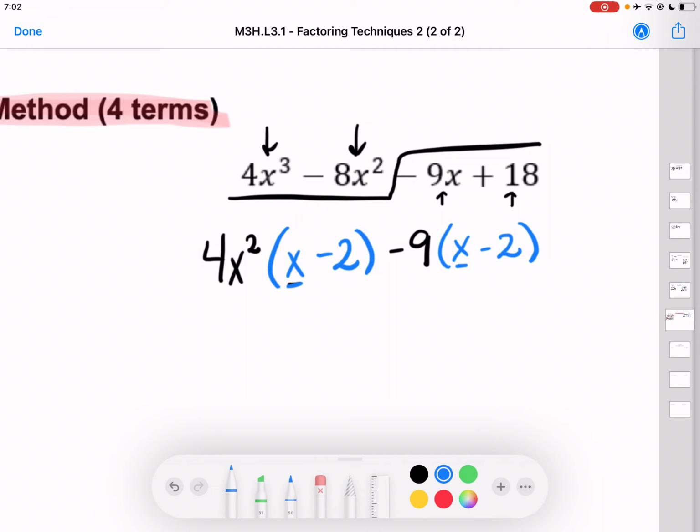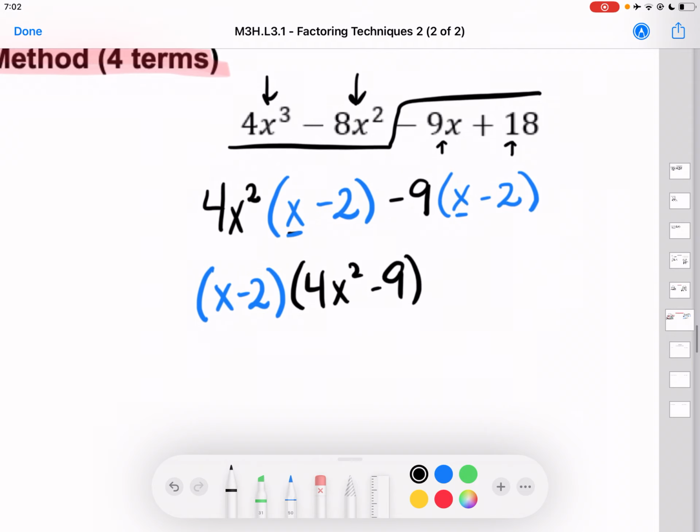So then you factor out that common factor, x minus 2, and then we have 4x squared minus 9. And then you check to see if anything factors more. So as a reminder, linear factors are done. But anything bigger than a linear factor, so quadratic, cubic, quartic, and so on, you got to double check.